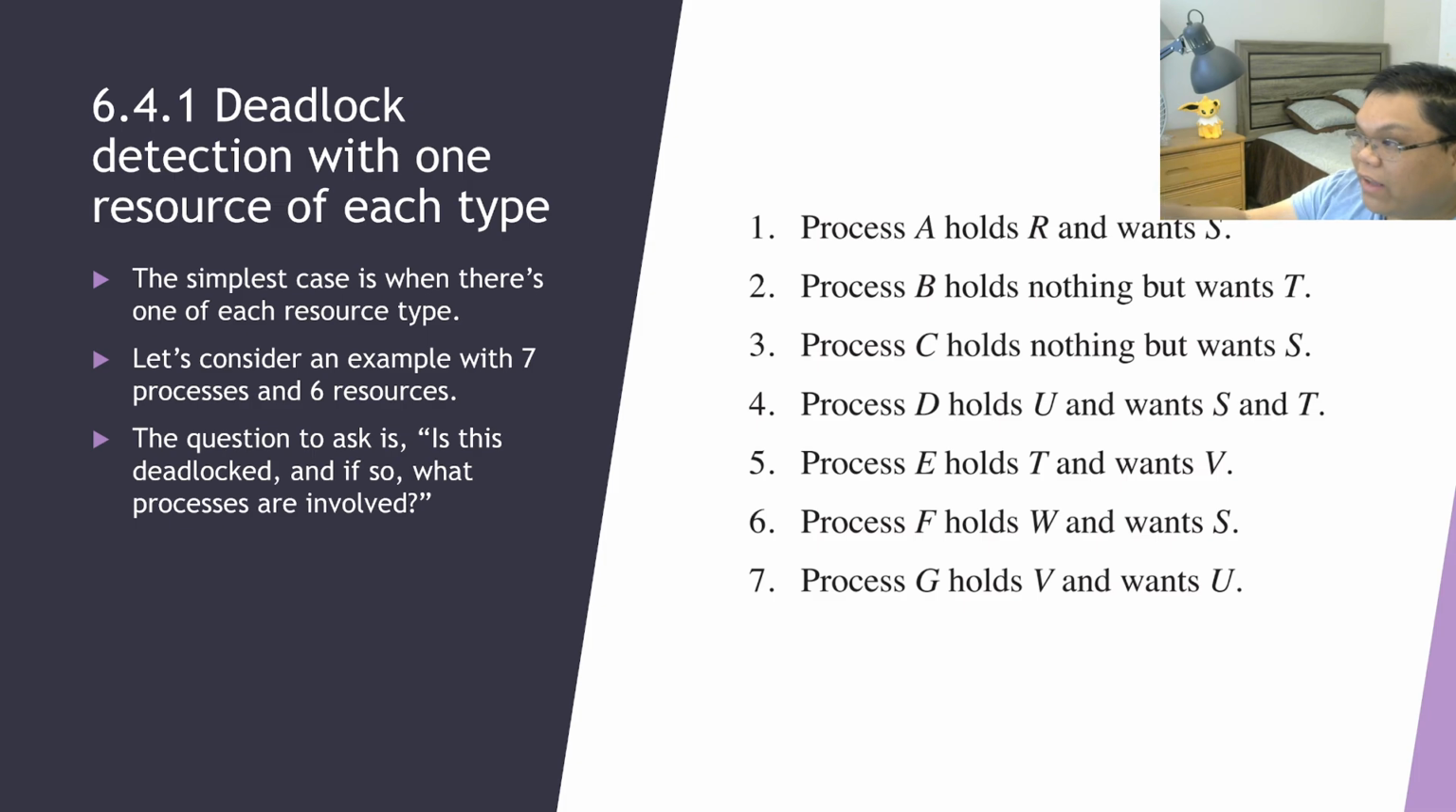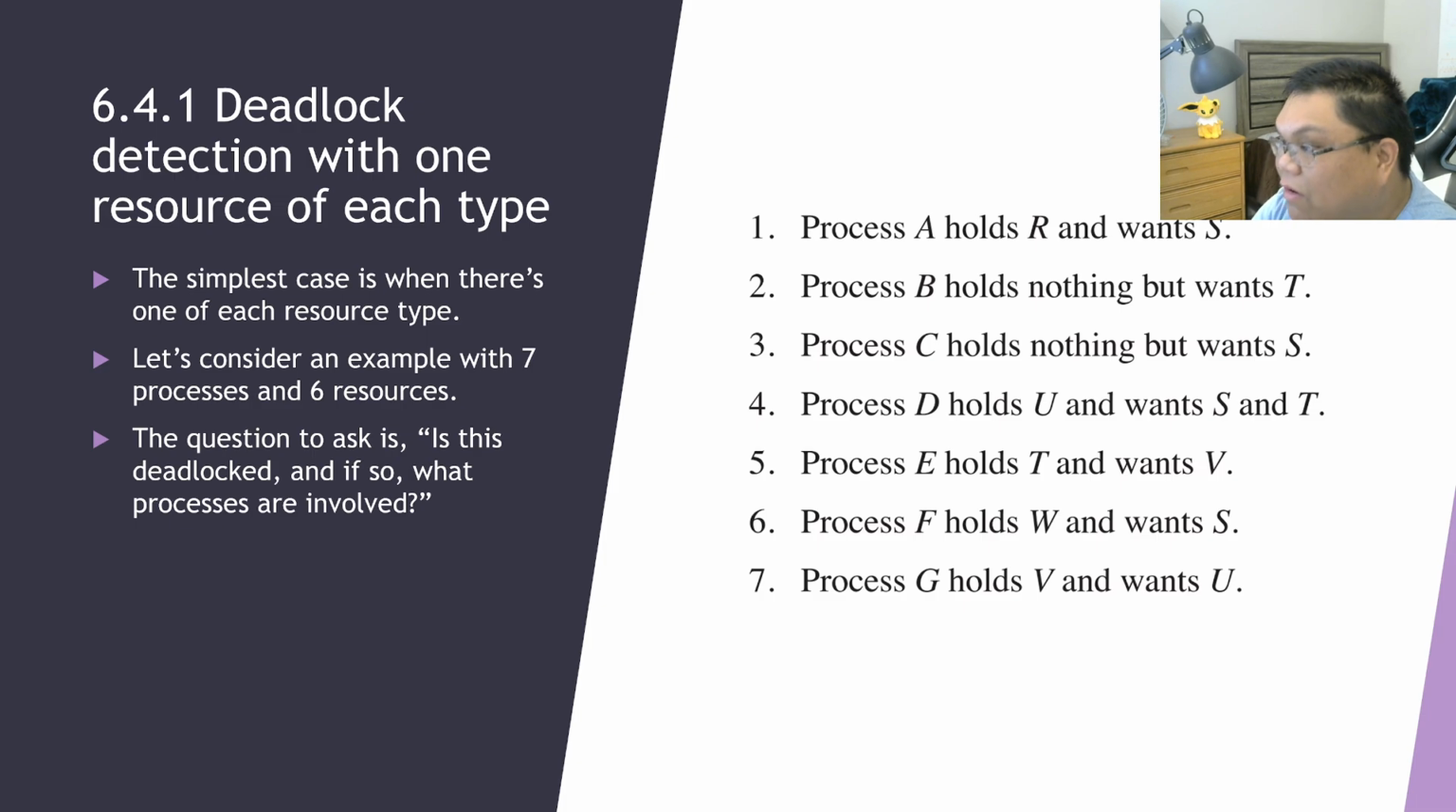Process A is holding R and wants resource S. Process B is holding nothing, but it wants resource T. Process C holds nothing, but it wants resource S. Process D is holding resource U, but it also wants resources S and T.